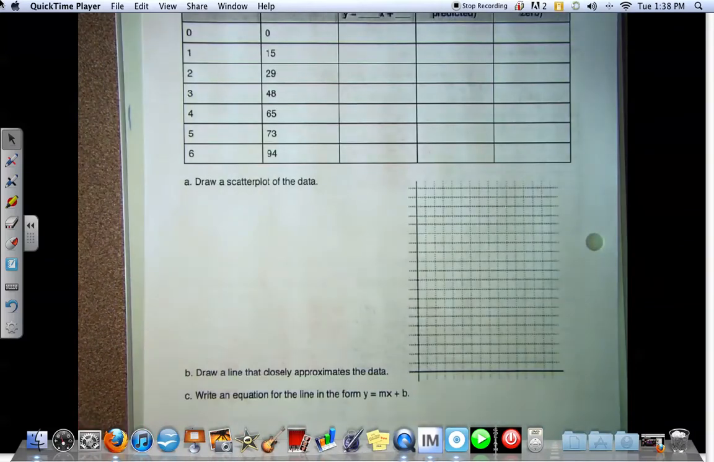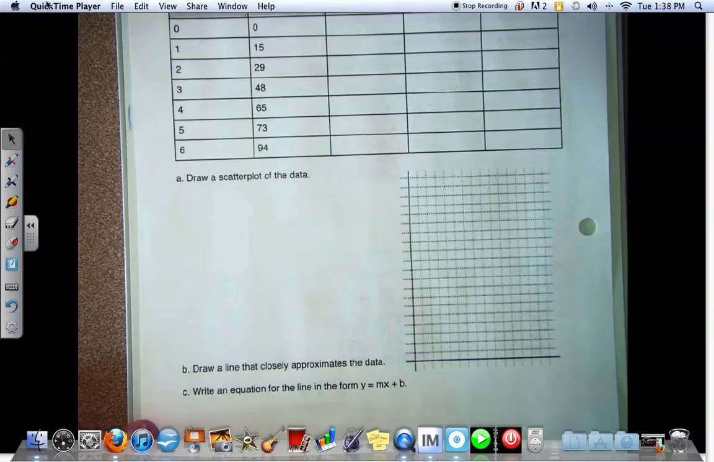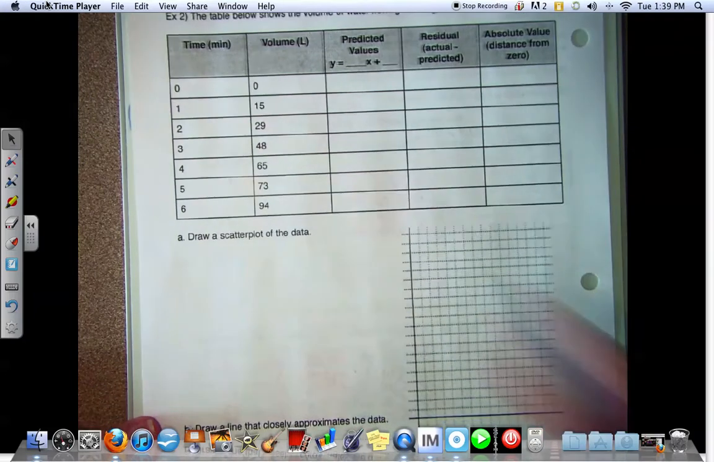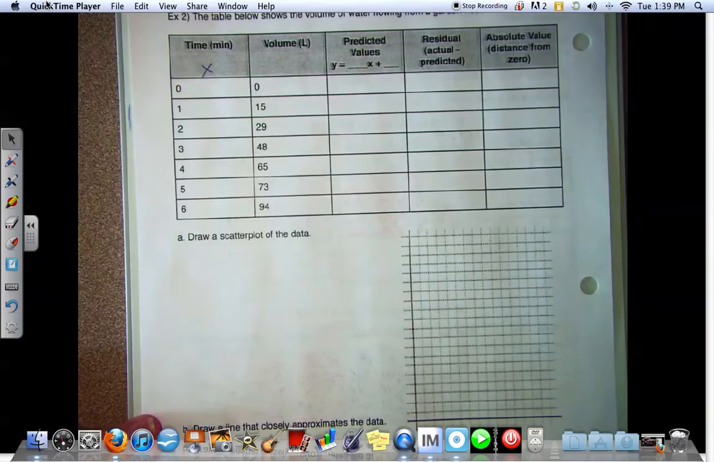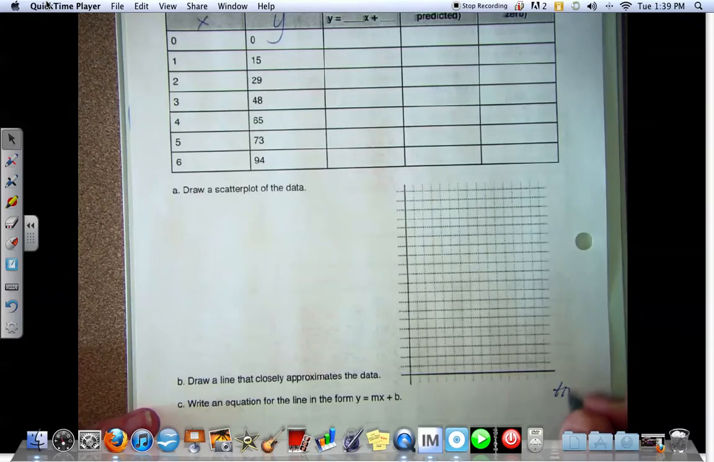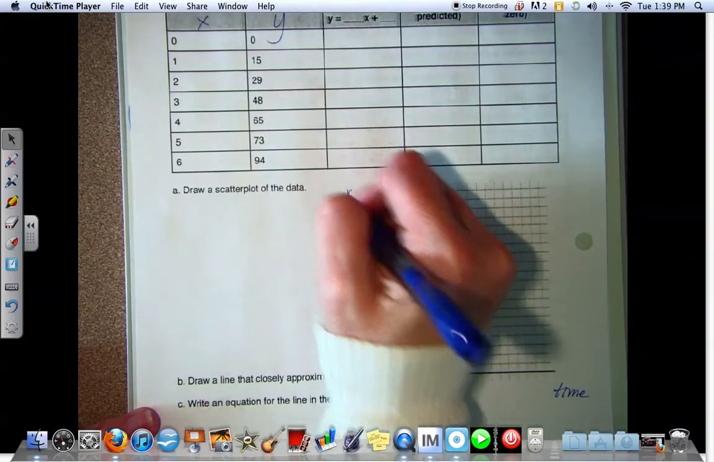The table below shows the volume of water flowing from a garden hose over time. Draw a scatter plot. So what are we going to put on the x-axis? The time. Okay, time is x. What are we putting on the y? Volume. So time, volume.